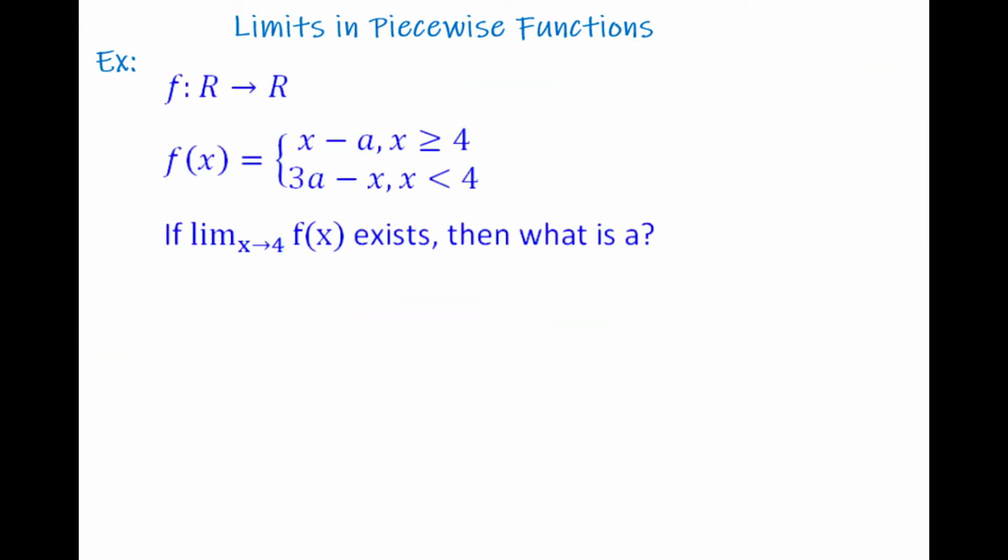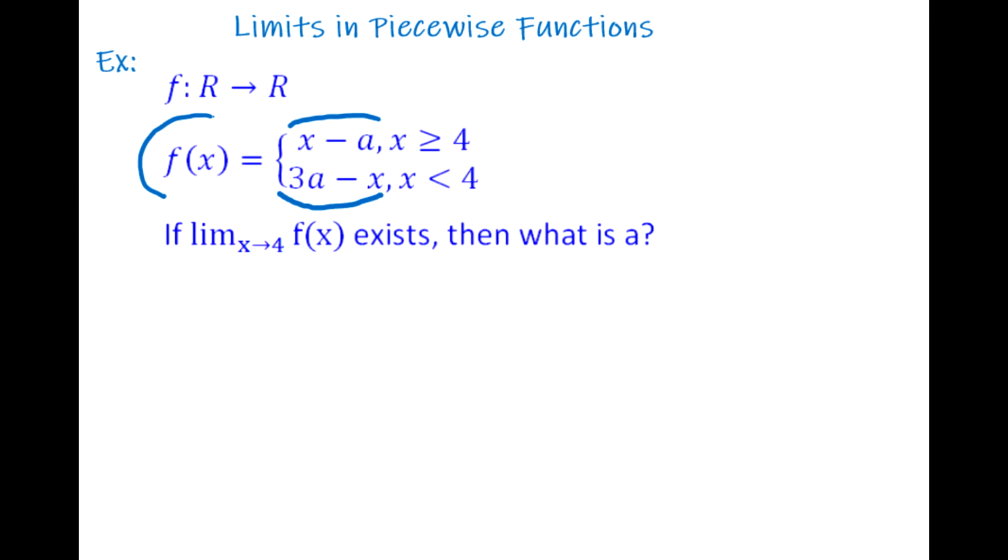Okay, guys, this is our last question in this video. This type of question is a little bit challenging compared to the ones that I solved previously. f is a function from real numbers to the real numbers, and it is defined like this. And we have a boundary, and the boundary is 4. When x is greater than or equal to 4, then this is the function that we are applying, x minus a. And when x is less than 4, this is the function that we're going to apply.